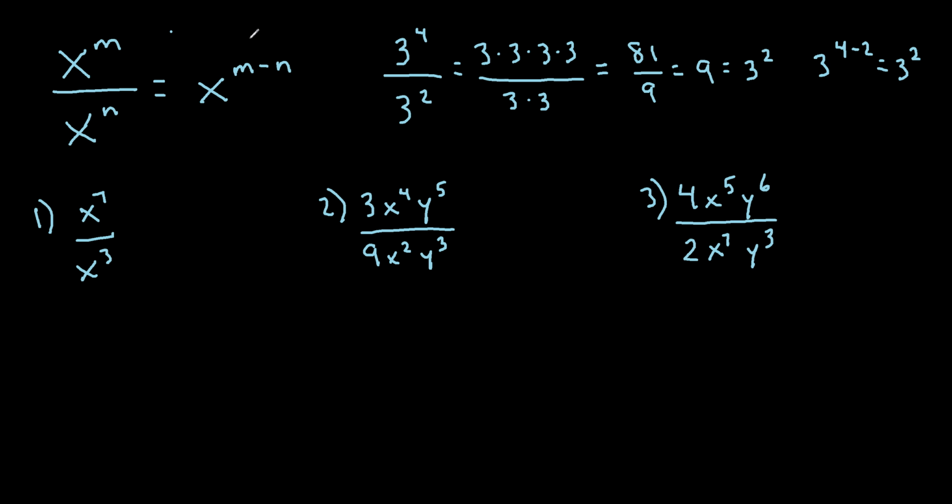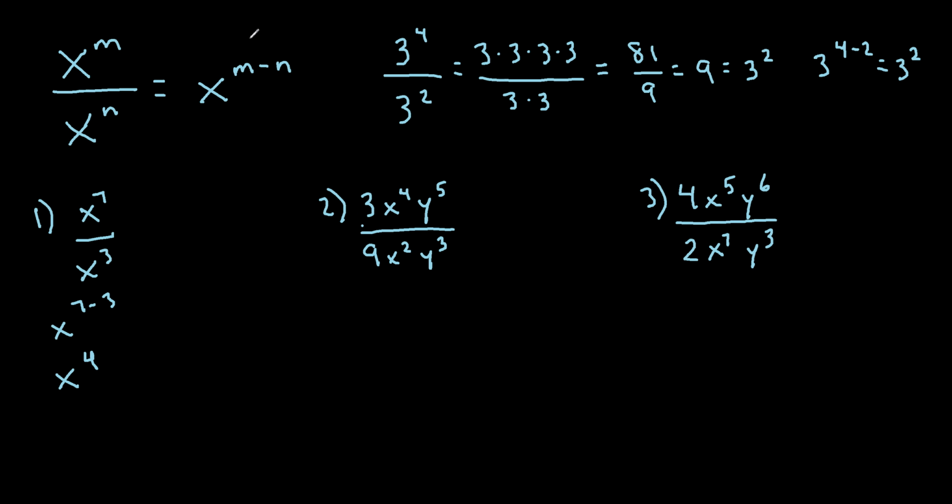So knowing that this quotient rule is true, let's use it to work through a few examples and try to simplify these fractions we have down here. So let's take a look at the first example. We have x to the 7th divided by x to the 3rd. So the quotient rule says you can simplify this to make it x to the 7 minus 3. And that's just x to the 4th. So x to the 7th divided by x to the 3rd, that's just x to the 4th.